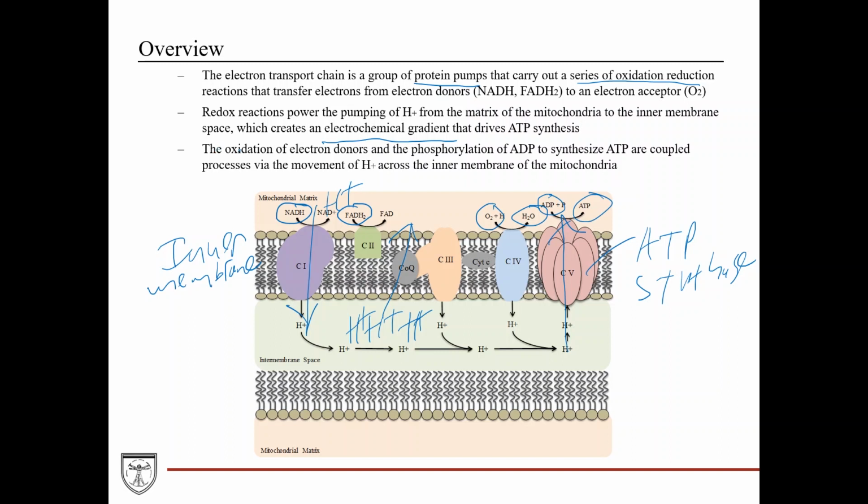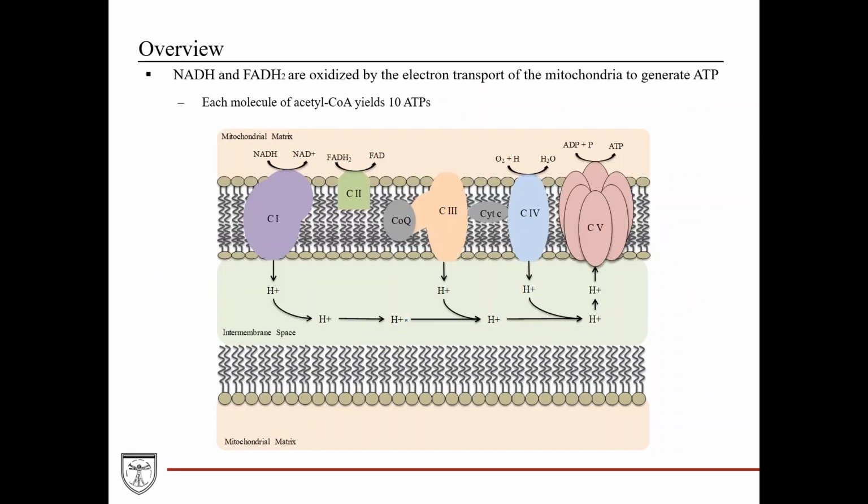So the term oxidative phosphorylation comes from the oxidation of electron donors being coupled to the phosphorylation of ADP to synthesize ATP. And these processes are coupled via the movement of hydrogen ions across the inner membrane of the mitochondria. So the redox reactions drive hydrogen into the intermembrane space, create that gradient, and then that gradient drives the synthesis of ATP. Again, like we said, NADH and FADH2 are oxidized by electron transport of the mitochondria to generate ATP. Each molecule of acetyl-CoA yields 10 ATPs.